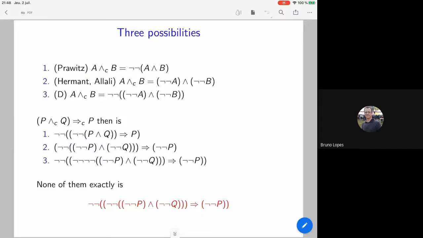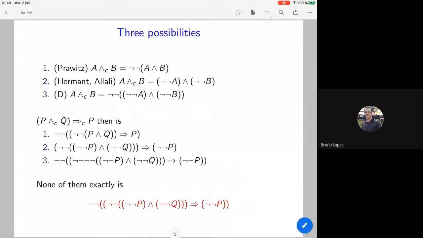But then if you look at these three possible definitions of the classical connective and quantifiers, you see that our proposition P and classical Q implies classical P is, in the first case, this proposition, not P and Q implies P. In the second one, it is this one, and in the third one, it is the one I have written. And none of them is exactly the double translation of P and Q implies P. You see that in the first one, some double negation in front of atoms are missing.